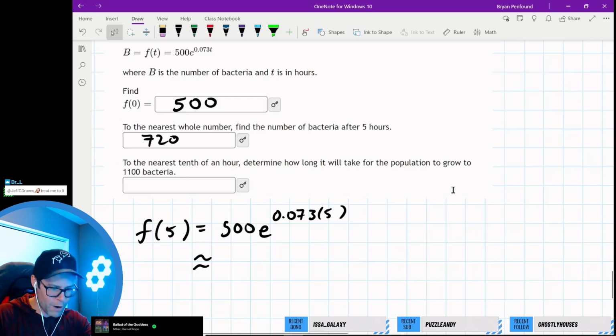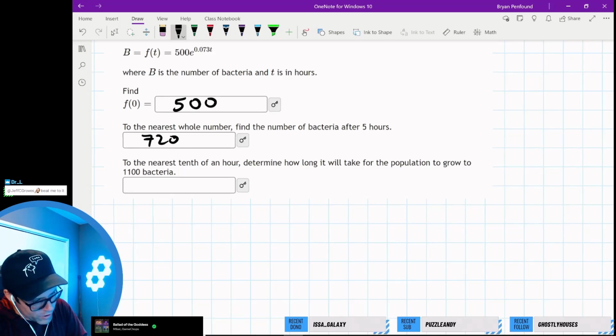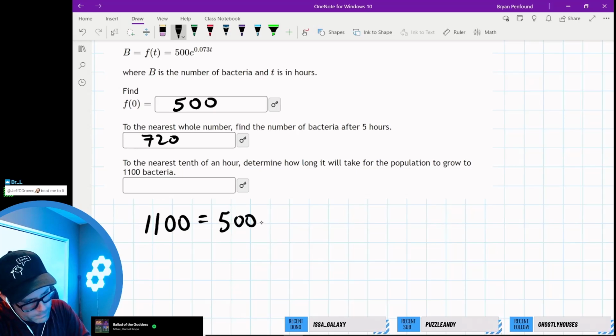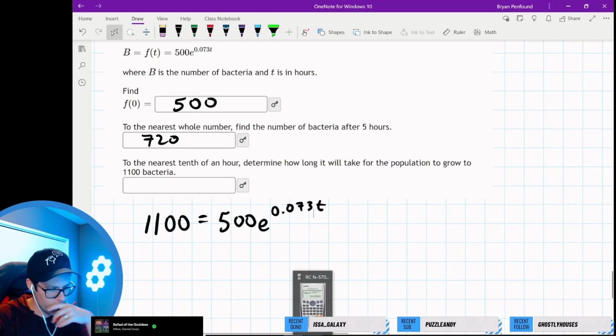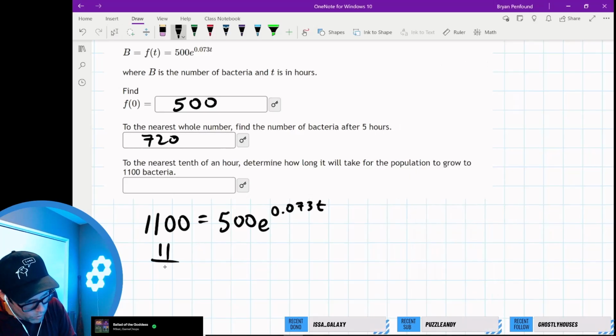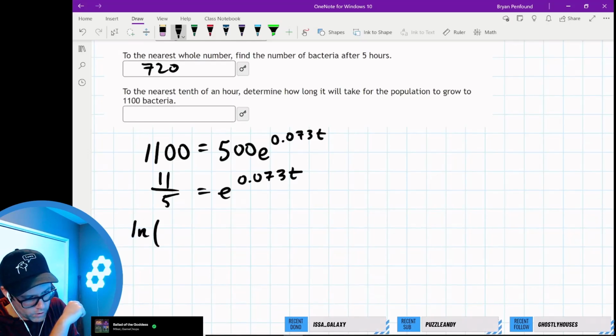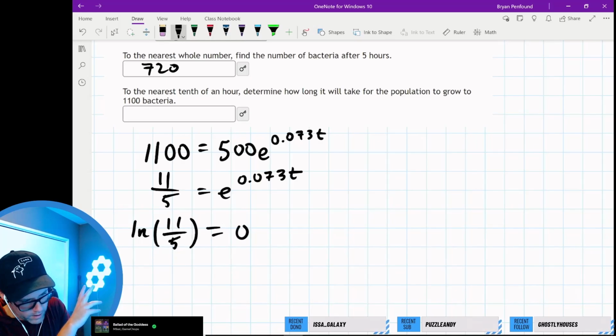To the nearest tenth of an hour, determine how long it will take the population to grow to 1100. So we need the output to be 1100. And we're going to solve for t. So the first thing that we want to do is do this division of 1100 divided by 500. So that'll give us 11 over 5. I don't know why I needed to do that in my calculator. And then we need to take the natural logarithm of both sides, and that's going to allow us to get rid of that e on the far side. So that's going to bring down the power.